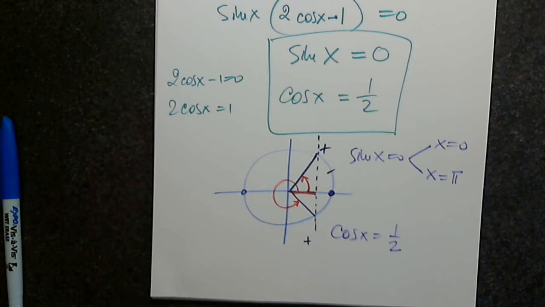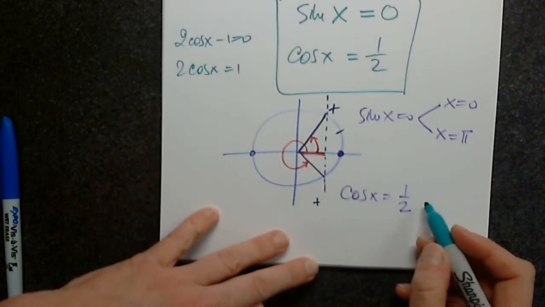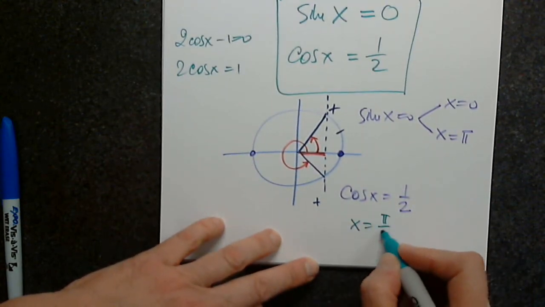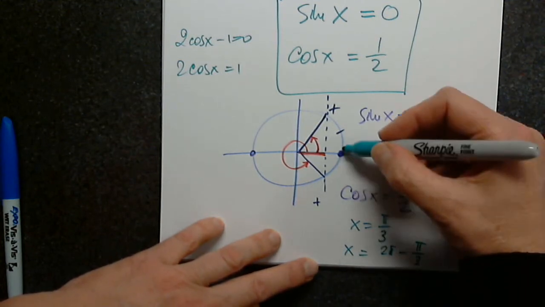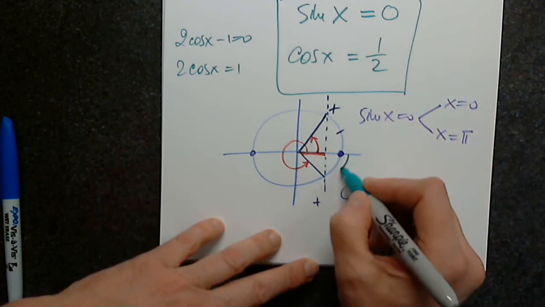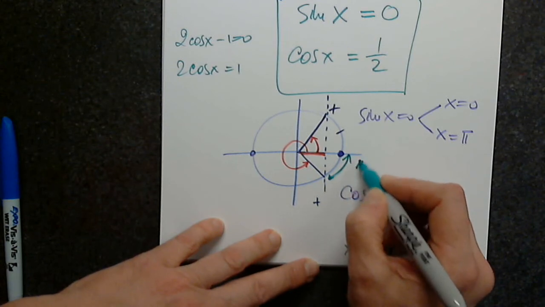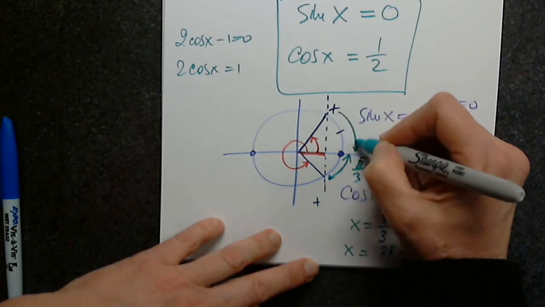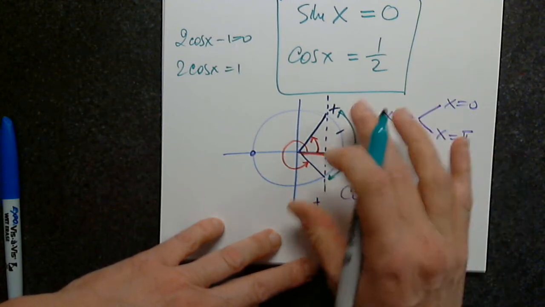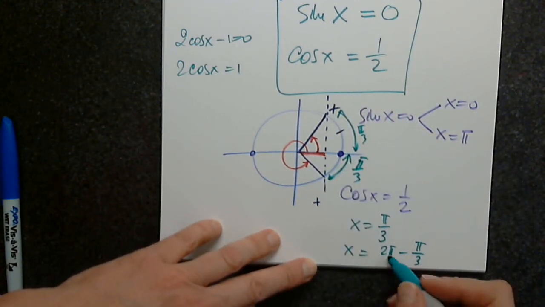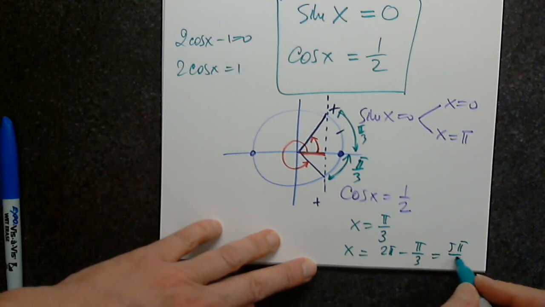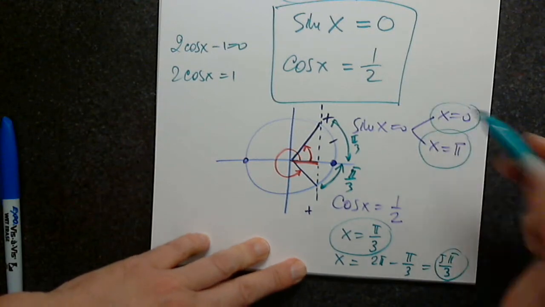My graph is not perfect, my apologies. Okay, so cosine x equals 1/2 means x equals pi over 3, and the other option is 2 pi minus pi over 3. From 2 pi, I go back. This is the reference angle, pi over 3. And this is also the reference angle, pi over 3. As you see, my measurement unit is not perfect, sorry. So 6 minus 1, 5 pi over 3. So this, this, this, and this.